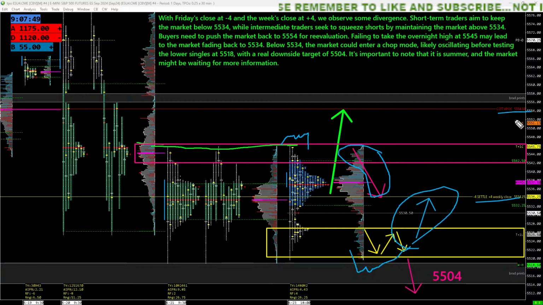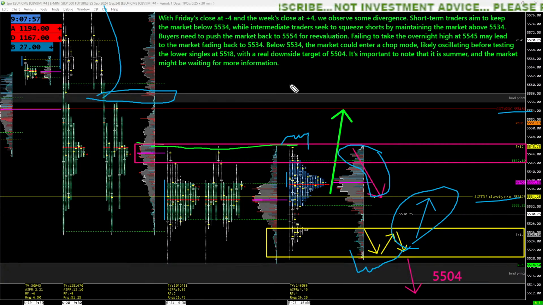And then the previous COT VPOC sitting up there, 55.45, also with some single prints up there, so a little bit of liquidity and a separate distribution on the upside. And that'll be kind of a decision zone up here at the high.